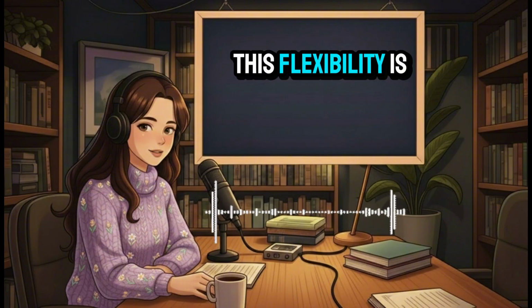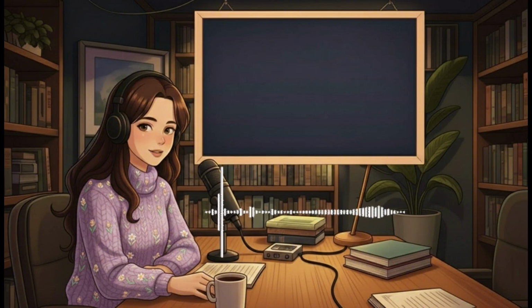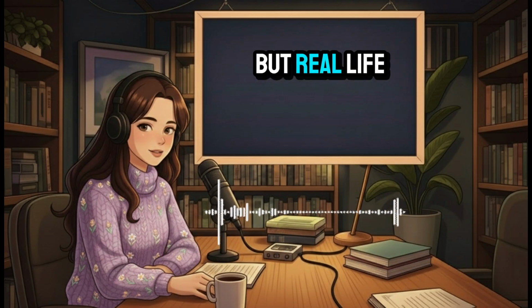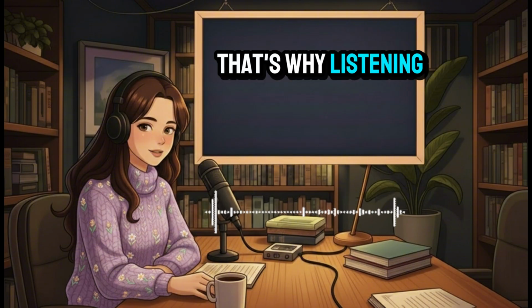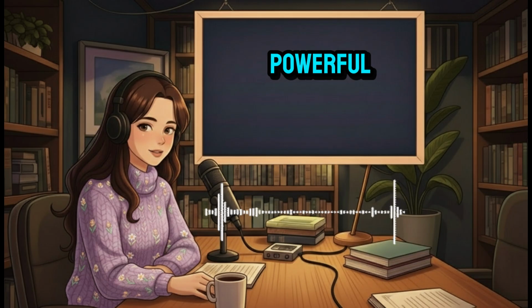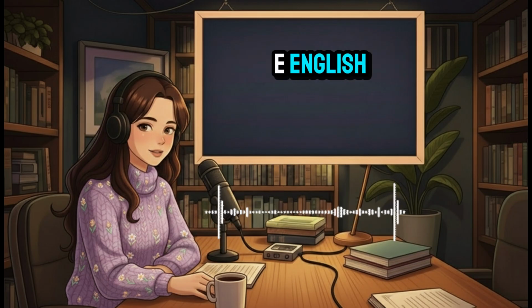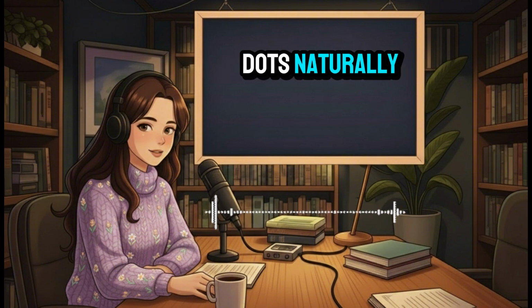This flexibility is one of the reasons dictionaries cannot always help. A dictionary may give you 10 definitions, but real life shows you the meaning through use. That's why listening and reading a lot are so powerful. The more you expose yourself to English, the more your brain connects the dots naturally.